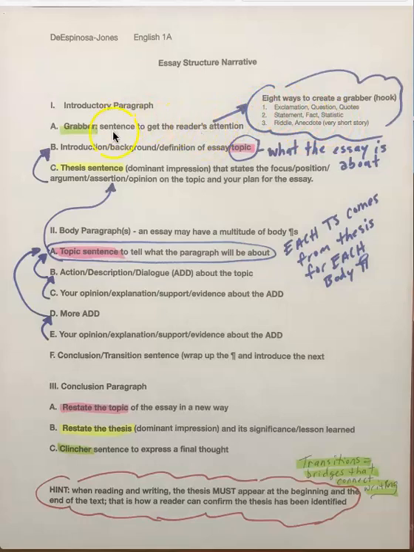The next thing you have in your intro paragraph is an introduction, background, a definition. This gets the reader familiar with what you're talking about, and this is the topic or what the essay is actually about. And the final thing that's in your intro paragraph is a thesis statement. And this is for a narrative known as dominant impression. It states your focus, your position, your argument, your assertion, your opinion on the topic right here, and the plan for your essay.